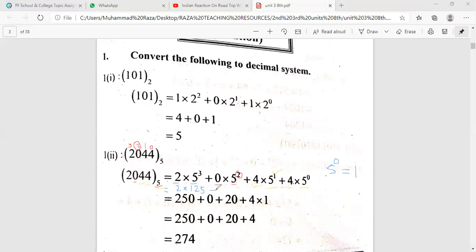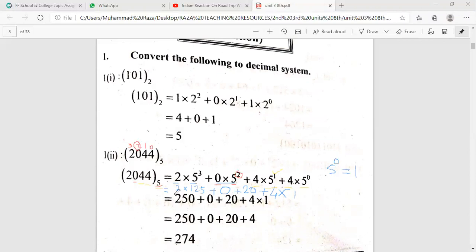And when 0 is multiplied with any number, it will become 0. So this number as a whole becomes 0. Now 4 fives are 20. So we write 20 here, and plus 4 multiply 5 power 0 is 1.